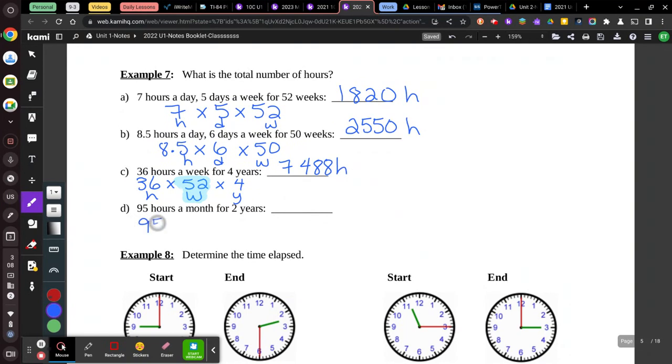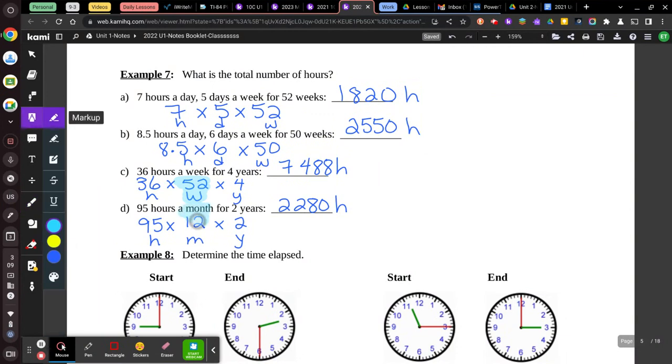The last one, it talks months and years. So we've got 95 hours times months. They don't tell us months. They tell us the name, 12 months. There's our months. Times 2 years. There's our years. We're going to get 2,280 hours. So again, we had a number missing. We needed to know that months meant 12 months per year.